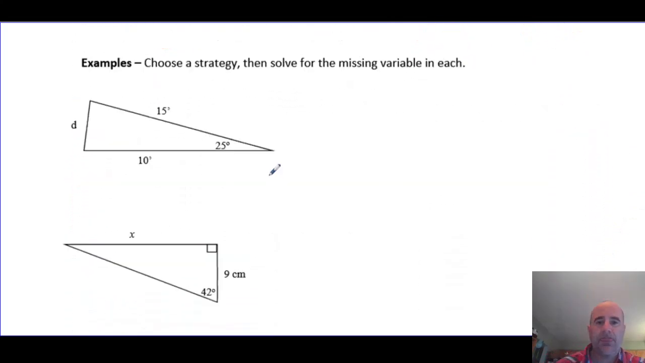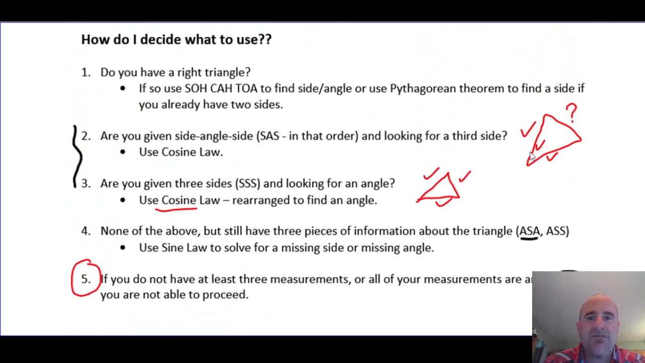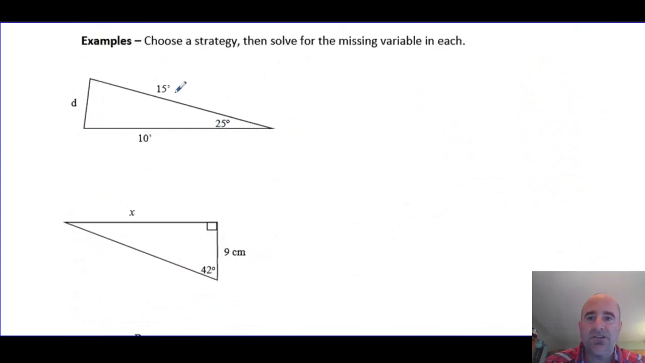Okay, let's look at some examples. Looking at the very first triangle here, it's not a right angle triangle. There is no right angle. So then I start asking myself, do I have side, angle, side? Oh, look at that, I do. Side, angle, side. This is a cosine law question.